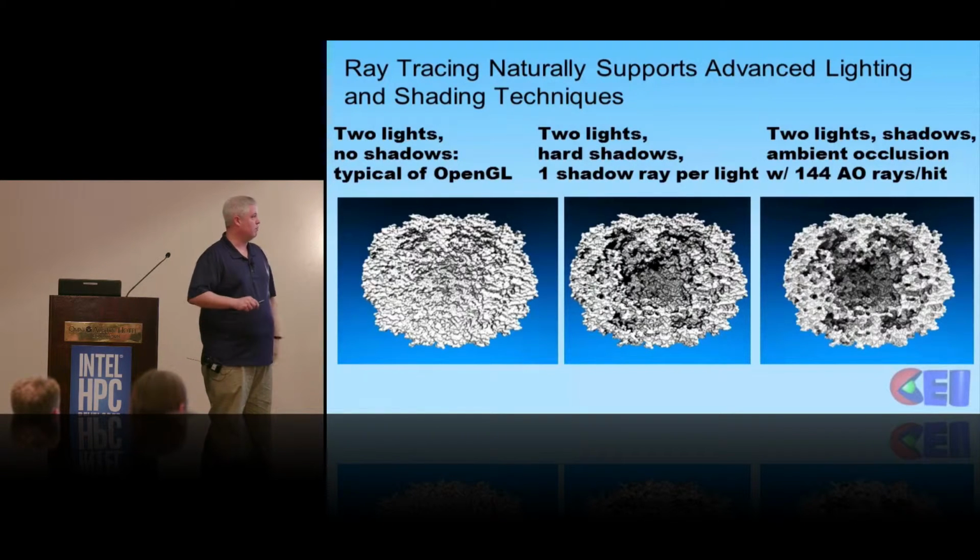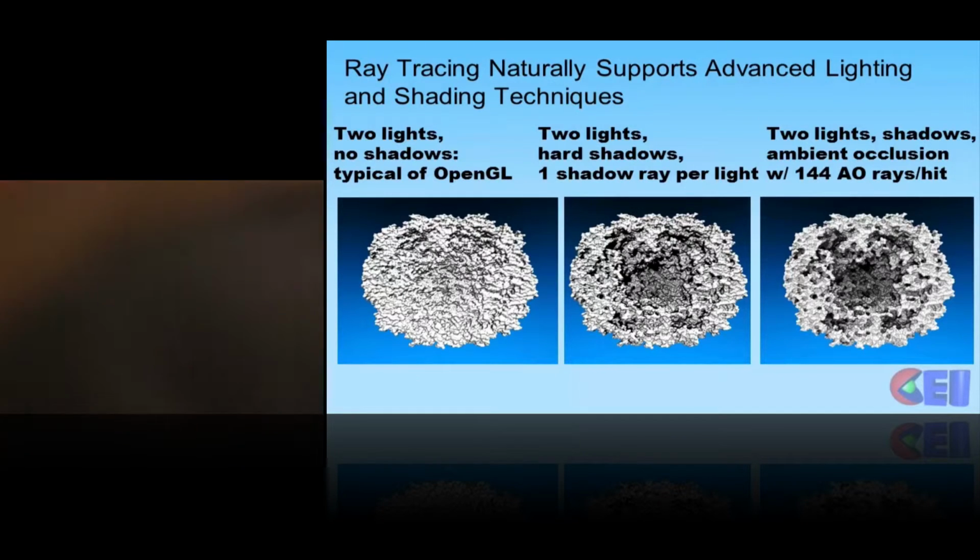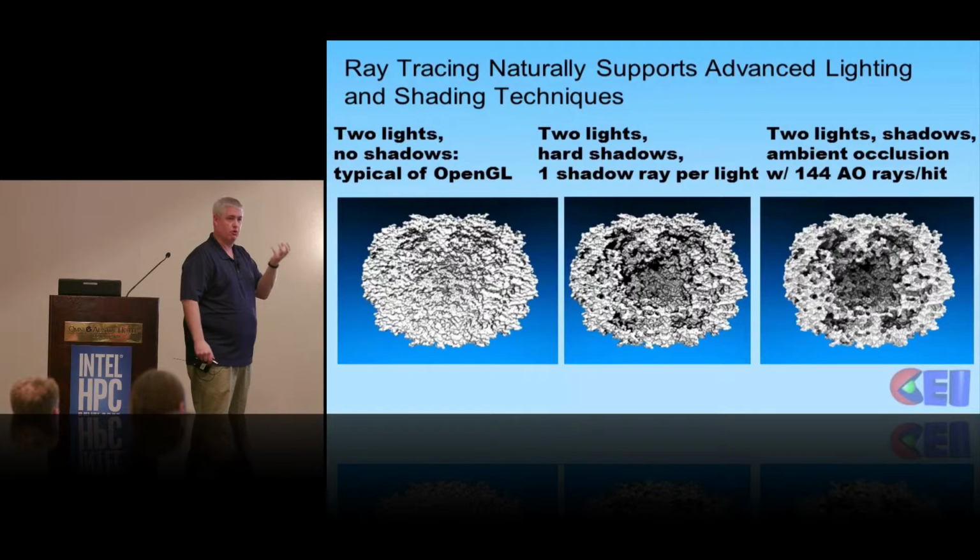But the problem is when you have pockets that are very shallow, depth cueing that works for a big depression doesn't work for a small one. And they're sensitive to the orientation of the structure and the view. So these are all things that a scientist doesn't want to worry about. They just want to be able to see the structure clearly as if they were holding it in their hand.